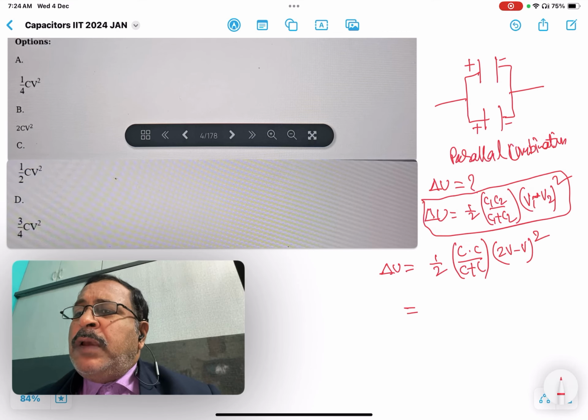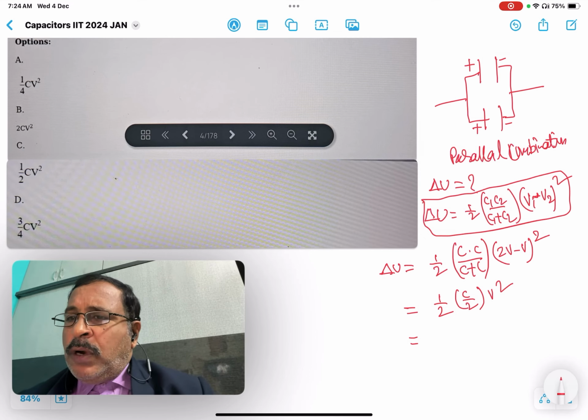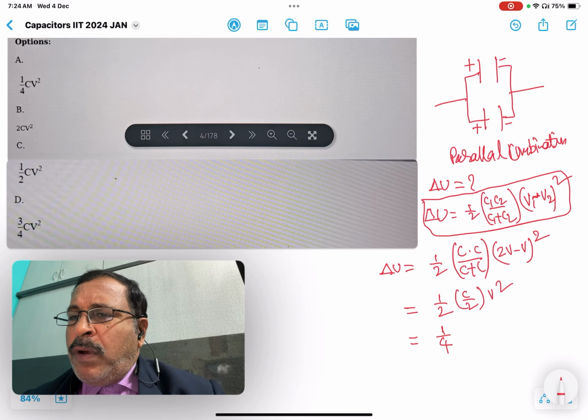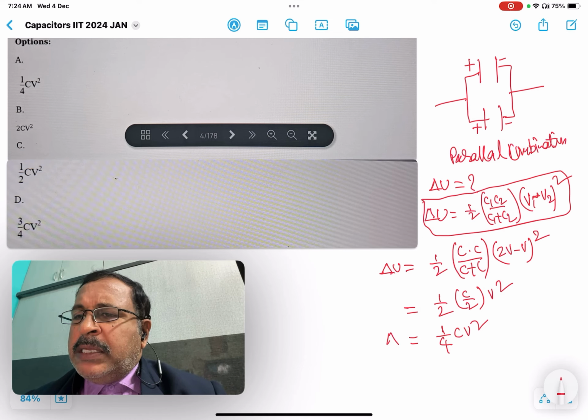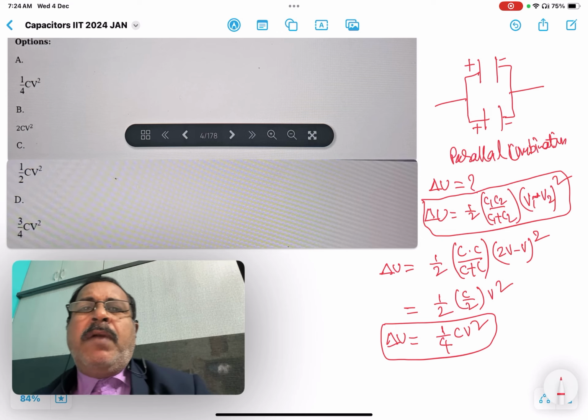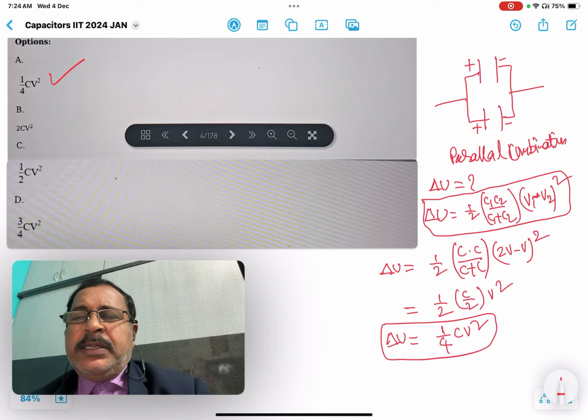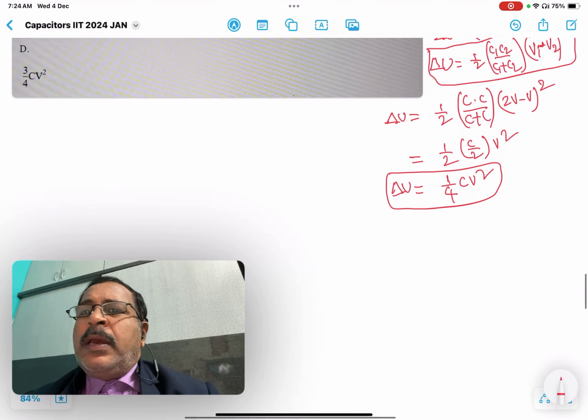Okay, so then what happens? Tell me, half into C by 2 into V square. What happens now? 1 by 4 CV square. This is the loss of energy, the decrease in the energy. So CV square by 4, this option is the correct option. So my dear students, they are asking the question like this. Okay, so next one.